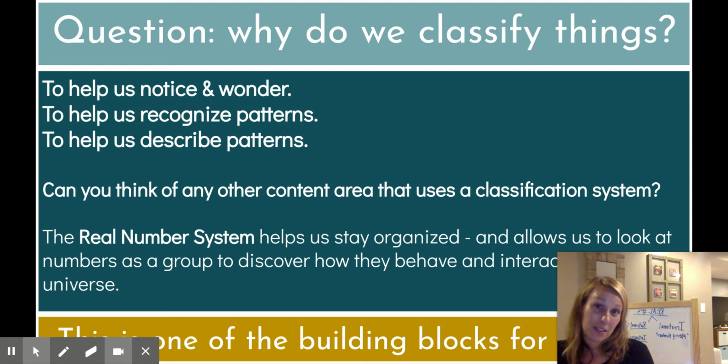One that pops into my head right away is science, and you're probably not there yet in your curriculum, but eventually in 7th grade life science, you will learn about a classification system that scientists use. So the real number system helps us to stay organized, and it allows us to look at numbers as a group and discover how they behave and how they interact in the universe. This is one of the major building blocks for mathematics, and especially for algebra.